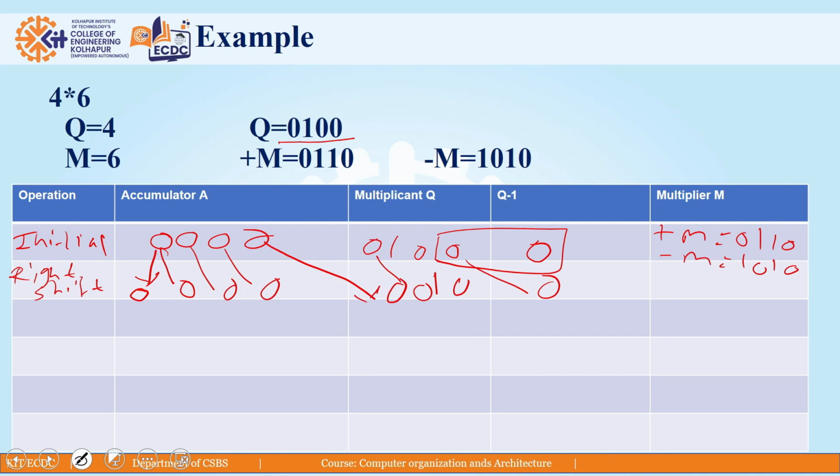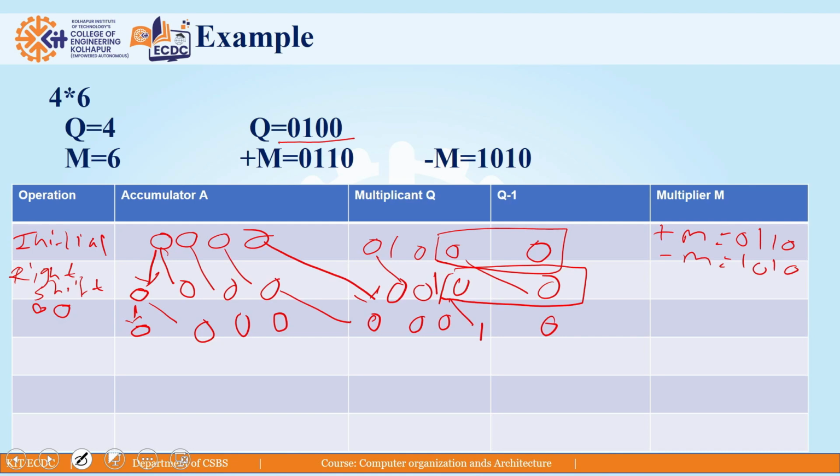Now again we have to check the condition of Q0 and Q minus 1. What is the value? That is 0, 0. Again for 0, 0 there is no operation, we only perform the right shift operation. So again this 0, keep as it is. Now shift this 0, 0, 0. Then this 0 is shifted to this side, this 0 here, this 0 here. Now 1 is shifted to here, and here is 0.